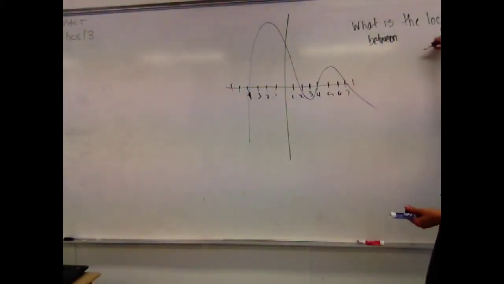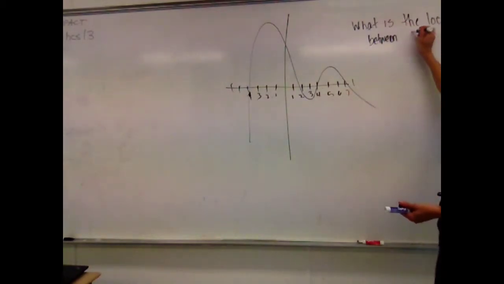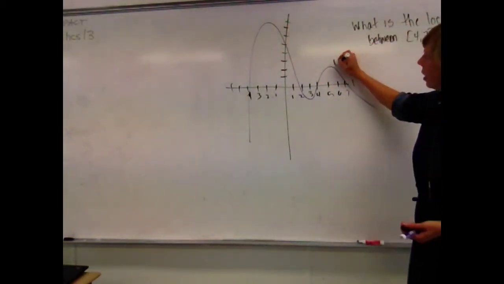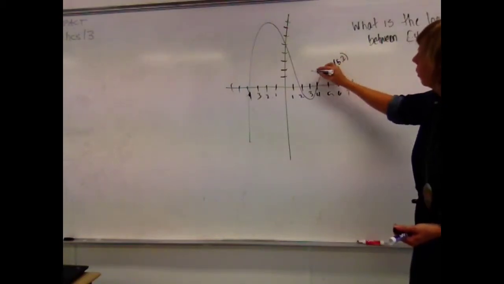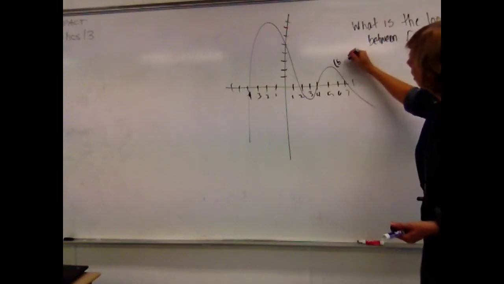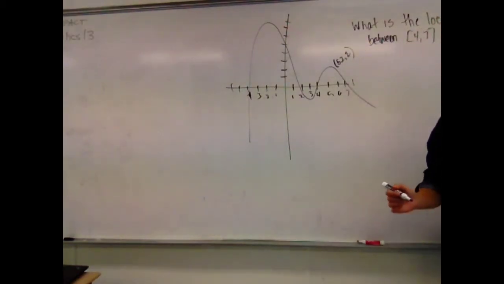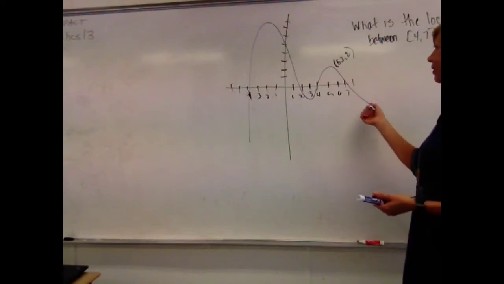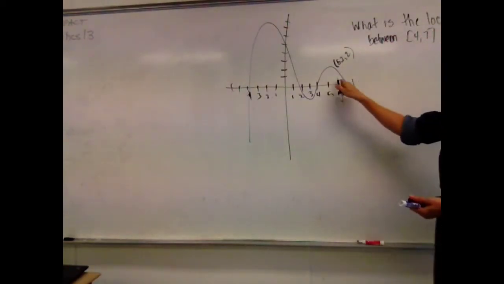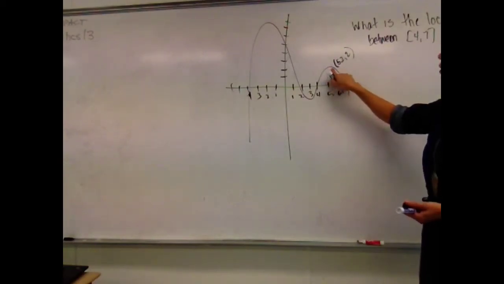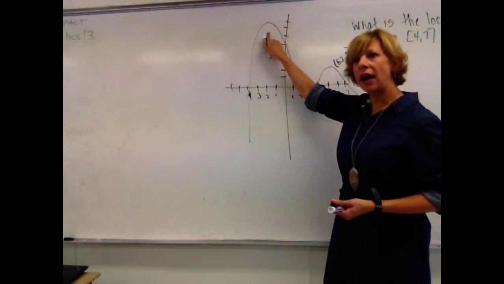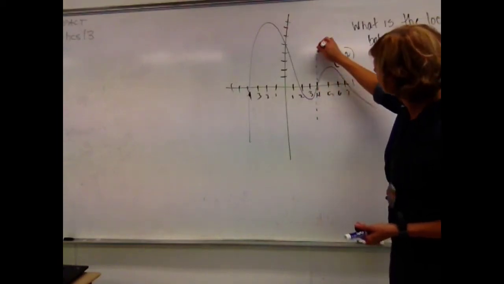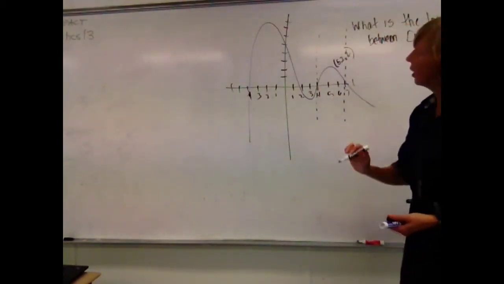If this interval says, what is the local maximum between 4 and 7, what would you say? We'll make that 5.2. What would you say? I just gave you the answer. What is the local maximum between 4 and 7? It's an ordered pair. It's 5, 2. Even though this one looks higher, and that would be a maximum, that's not in the interval that they're talking about. So make sure you pay attention to what interval they're talking about, okay?